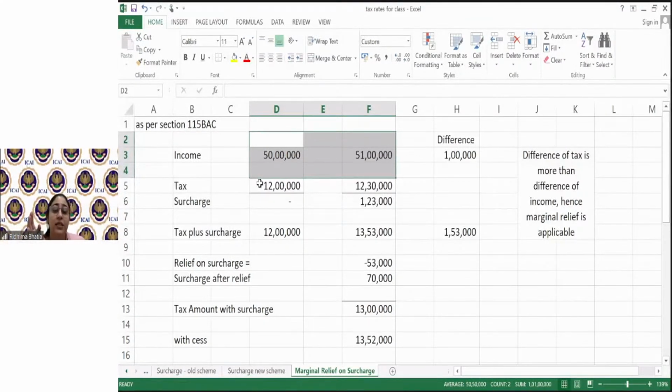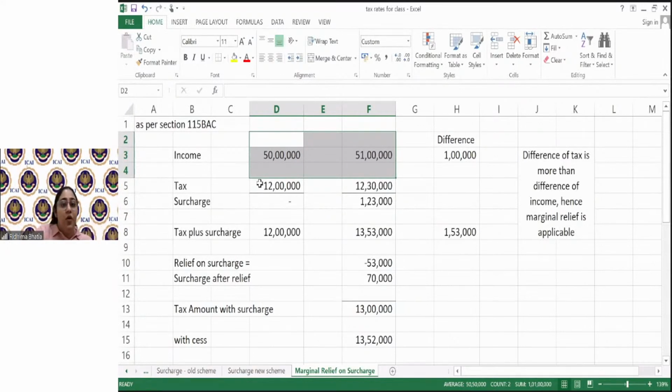2 crore तक surcharge कितना है? 15%. 2 crore के ऊपर जाते ही surcharge कितना है? 25%. Up to 2 crore surcharge is 15%. The moment it crosses 2 crore, it goes to 25%. So 10% का tax पे surcharge का difference आ रहा है, right?